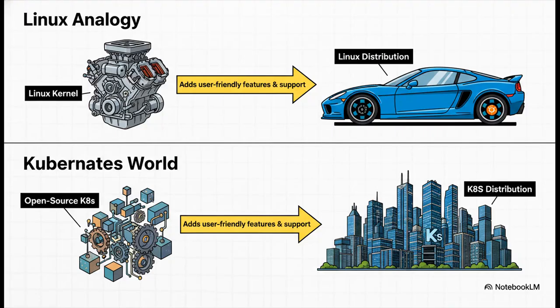A distribution takes that foundation and wraps it all up with cool enhancements, extra tools, and, this is crucial, enterprise support. The best way to think about this is to compare it to Linux. Think of open source Kubernetes as the core Linux kernel. It's incredibly powerful, but pretty bare bones. And then you have distributions like Ubuntu or Red Hat that build on top of that kernel, right? They add user-friendly features, package managers, and commercial support. Well, Kubernetes works exactly the same way.